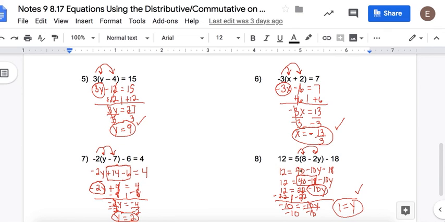outside the parentheses. Okay, that concludes our notes on equations using the distributive property on one side.